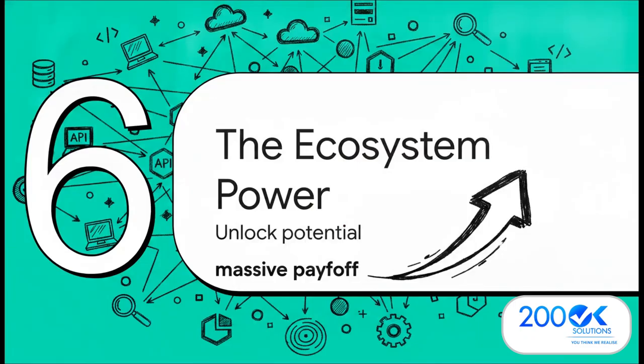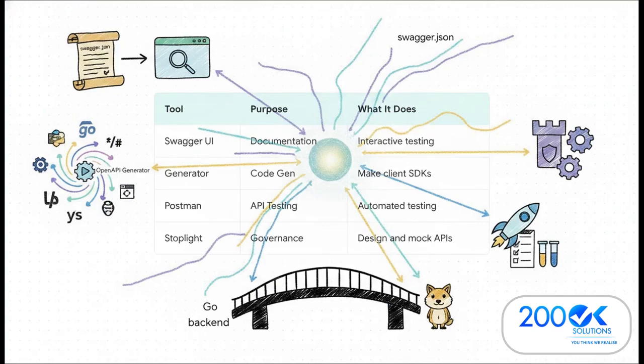Section 6. The OpenAPI Ecosystem Power, Unlocking the True Potential. Now, what's really interesting about this is that the single file you generated actually unlocks an entire universe of tooling. You get the beautiful UI for interactive exploration, of course, but look at the OpenAPI generator. From your single spec, it can auto-generate client SDK libraries in over 50 different programming languages.